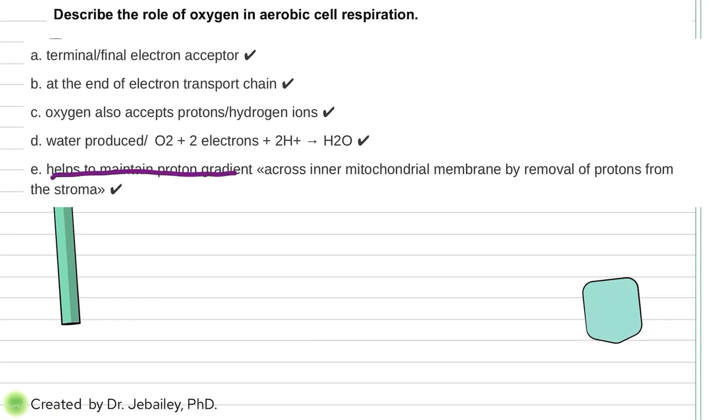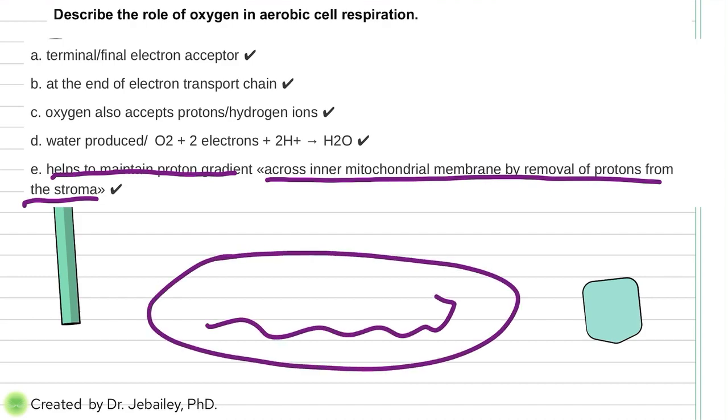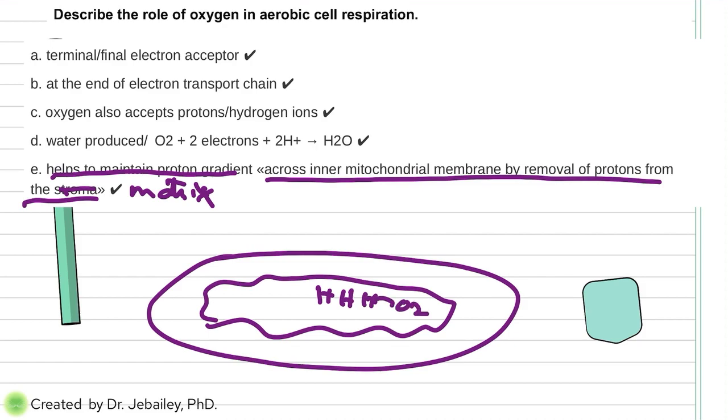It helps maintain a proton gradient, that means across the inner membrane, by the movement of protons from the matrix. So basically this is more detail, and this goes more for the HL students. Every time you have hydrogens in the matrix of the mitochondria, which in the mark scheme says stroma, but this is supposed to be matrix. This is a mistake in the exam. So in the matrix, the oxygen will bind with the hydrogen, forming water. This reduces the amount of hydrogen inside and allows the hydrogens from the other side to come through.